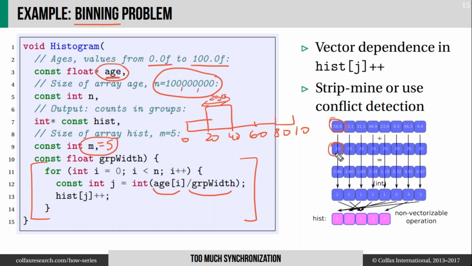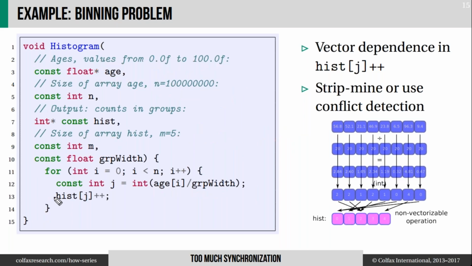When I do this, I get a number. I have to round this number down to an integer, and it gives me the age group number. For example, somebody 56.8 years old maps to age group number 2, which is this age group. And then I use this index 2 to increment the histogram counter, like this.